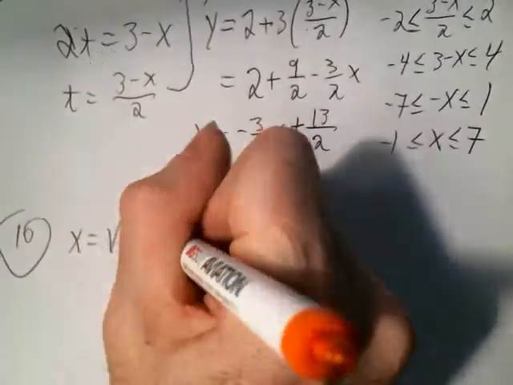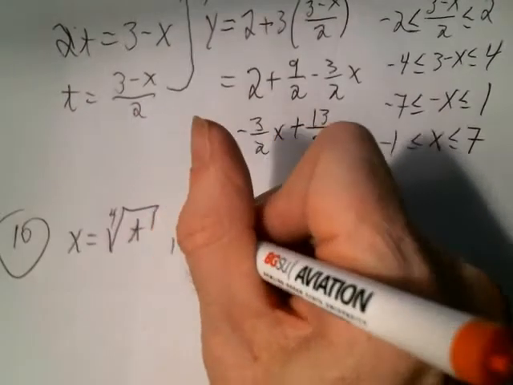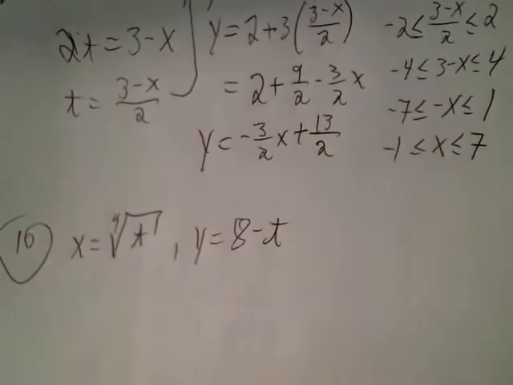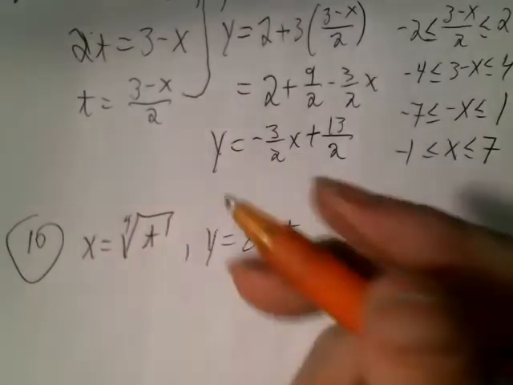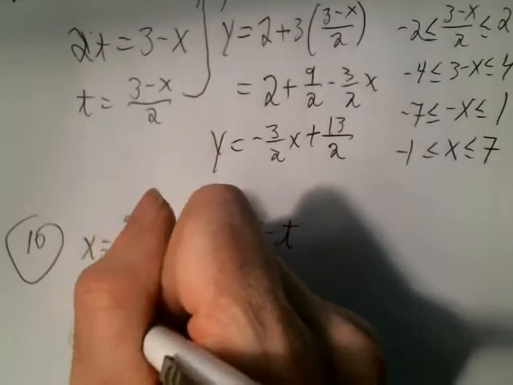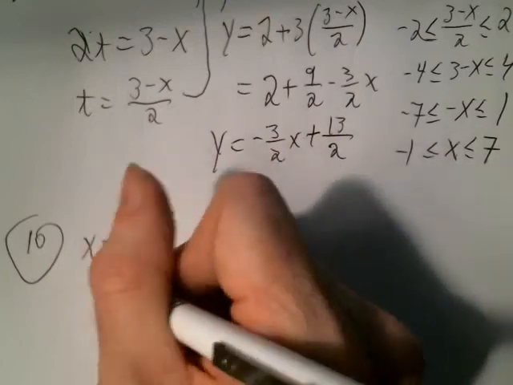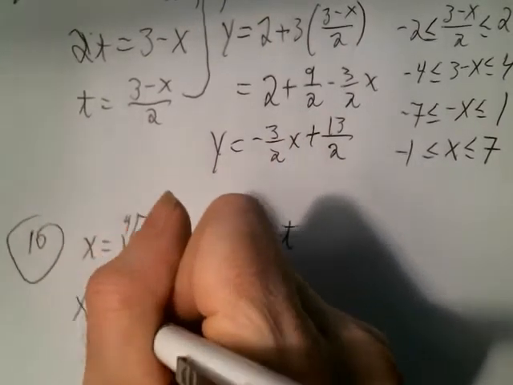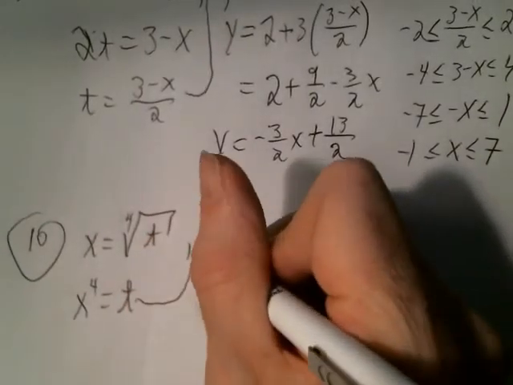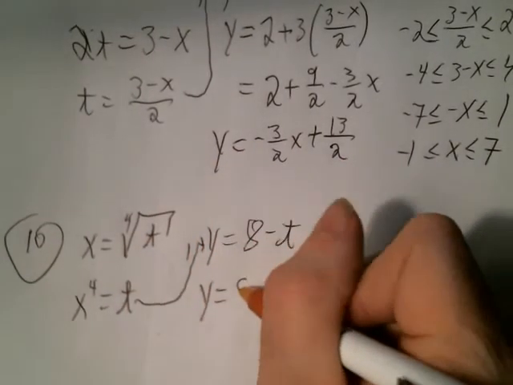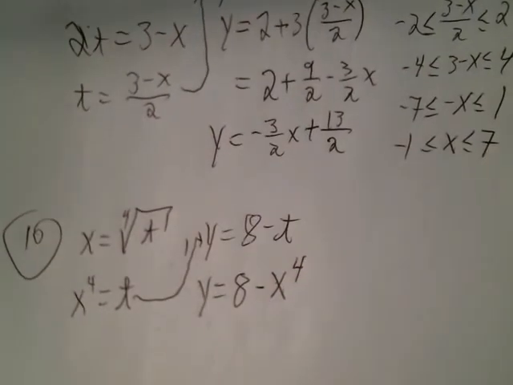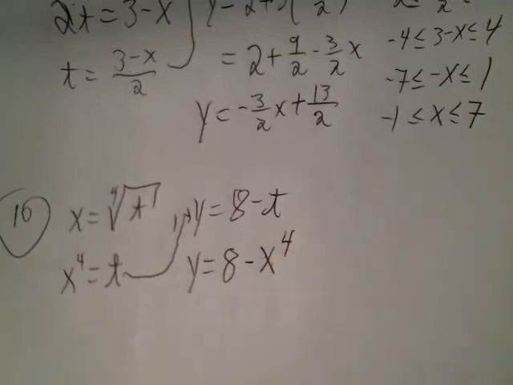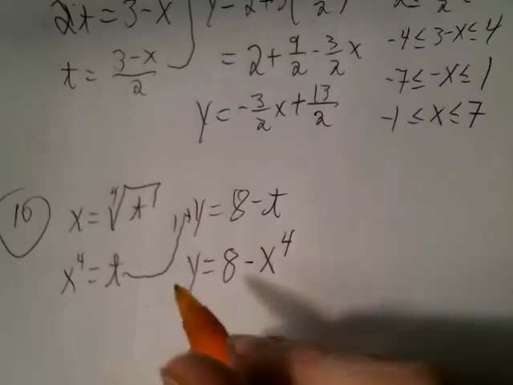So x equals the 4th root of t, and then y equals 8 minus t. So this time it's the parametric equations for something other than a line. Here we can solve for t. So I want to take the 4th power on both sides, and you get x to the 4th equals t. And then take that and sub it in here. So you get y equals 8 minus t, which is now x to the fourth. Okay. So it's basically a kind of parabola that's flipped upside down and then shifted up 8 units.